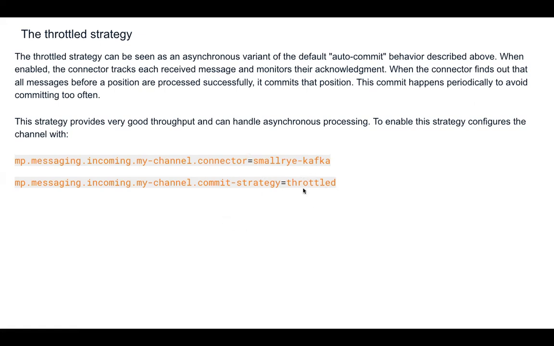How do you set the property? Here, incoming channel, commit strategy, throttled. Again, this is defined in your configuration file, application properties, or application YAML, or wherever you're configuring Kafka.